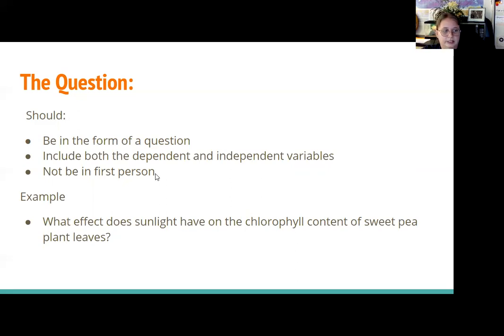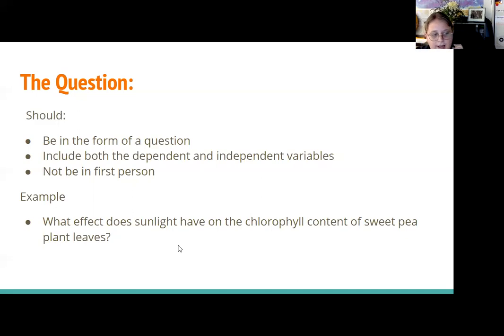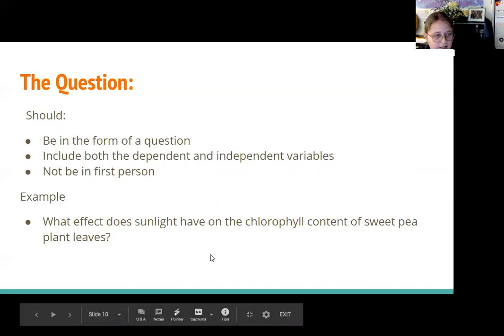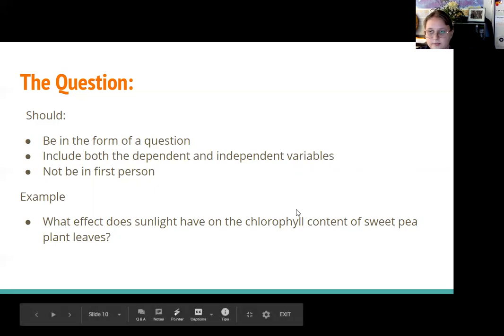It needs to include the dependent and independent variable. So, for example, this has, what effect does sunlight have on the chlorophyll content of sweet pea plant leaves? So that has an independent and a dependent variable. It is not in first person, and it is in the form of a question. And that's something that we can test. We can get some sweet pea plant leaves and put sunlight on it, and we can measure the chlorophyll content.